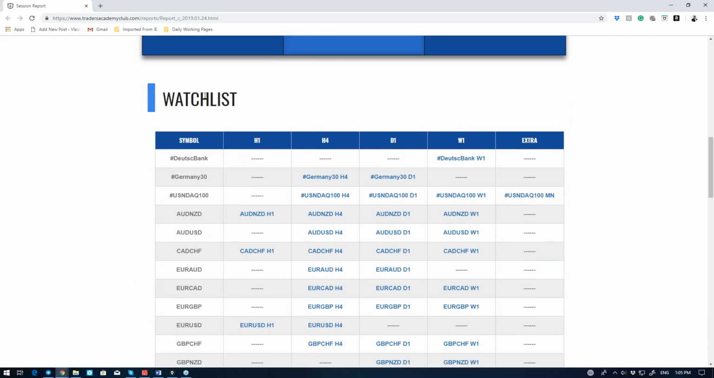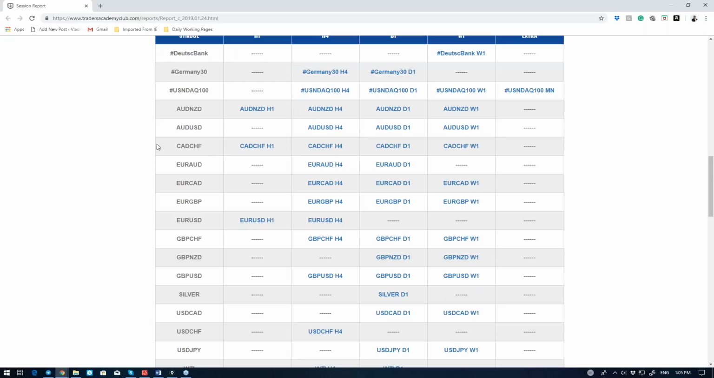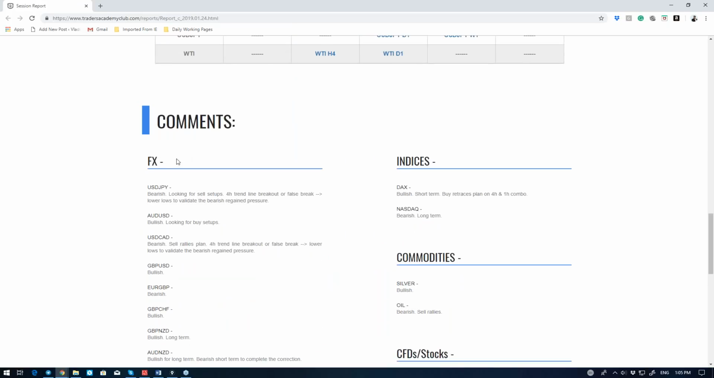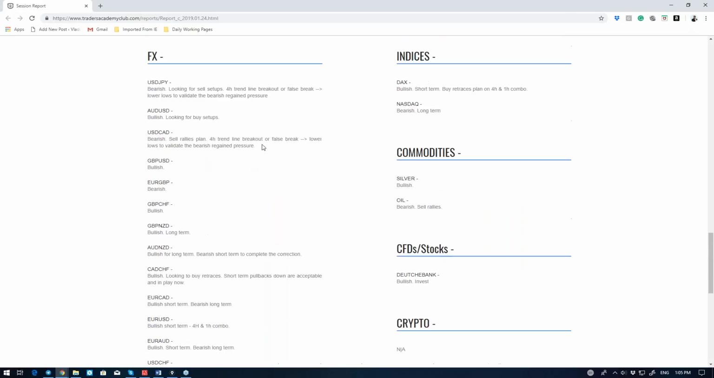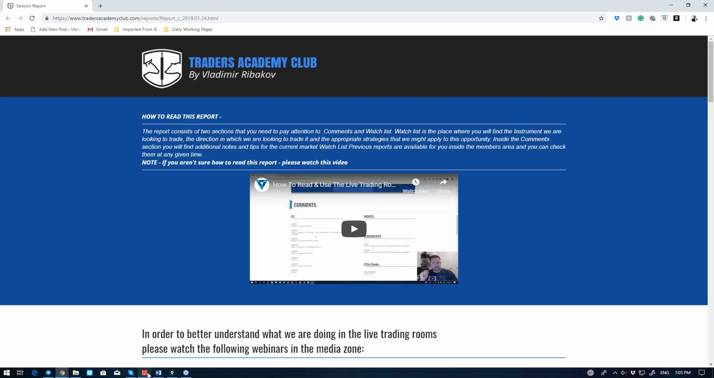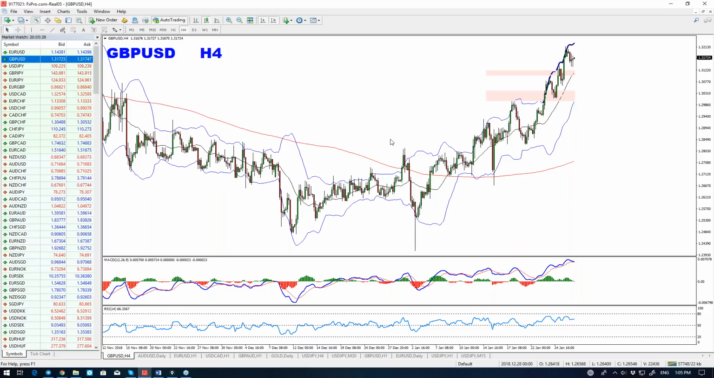And here on the watch list, you will find the full table of the instruments that we trade. Slightly below, you would find the comments and the explanations coming in. So this is a trading report summarizing the live trading room, not a replacement, okay? An additional part, summarizing and explaining in a few words the whole discussion we have in our meetings.